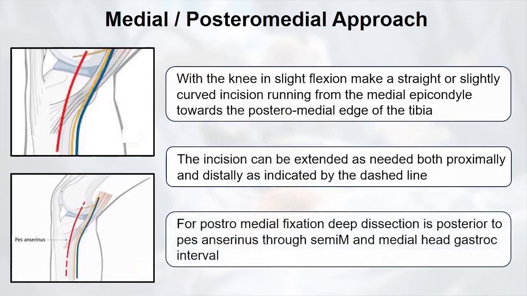And for the posteromedial fixation, deep dissection is required, which is posterior to the pes anserinus through the semimembranosus and medial head of the gastrocnemius interval.